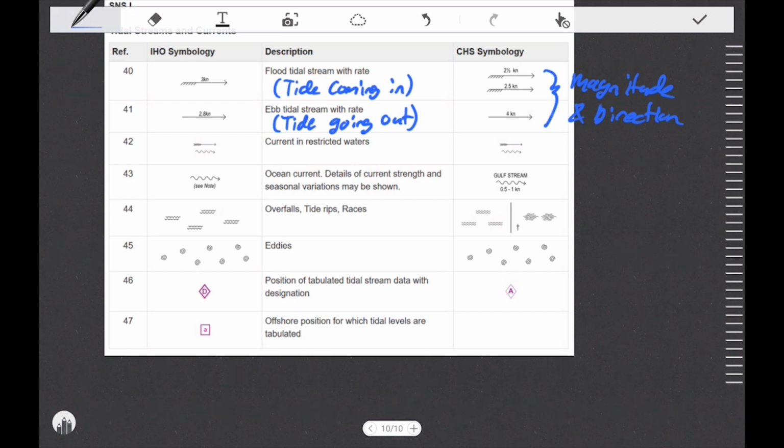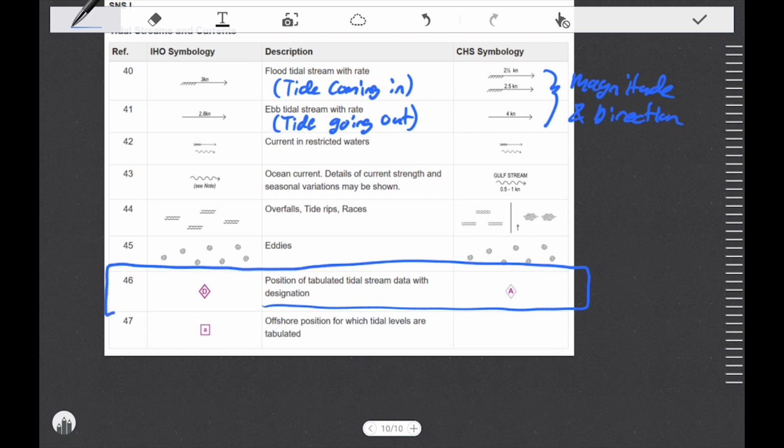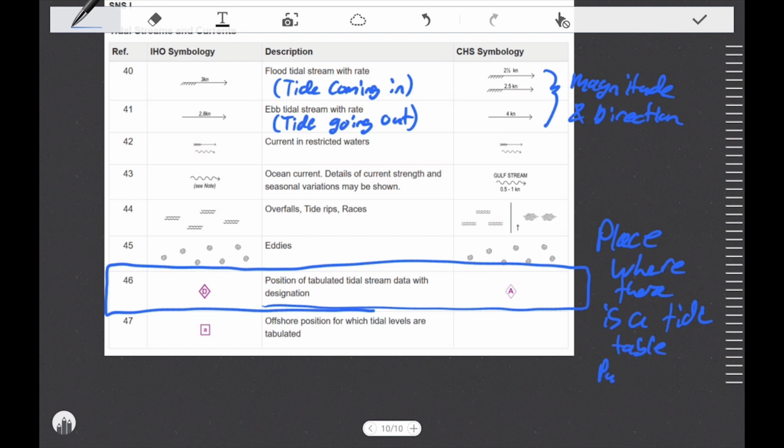Another important symbol that we're going to find on marine charts is the position of tabulated tidal stream data with designation. The other thing that we're going to want to look for on our marine chart is a place where there is a tide table published. You're going to be looking for names of harbors and things like that on the chart.